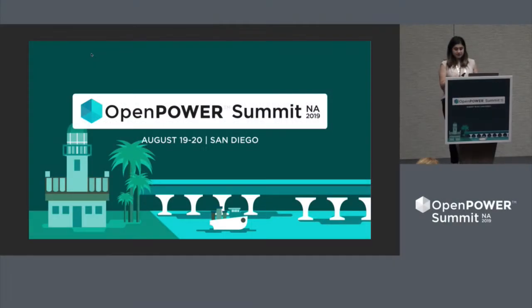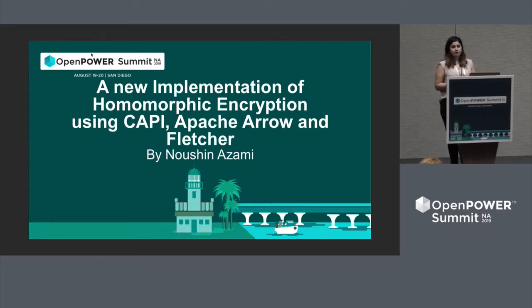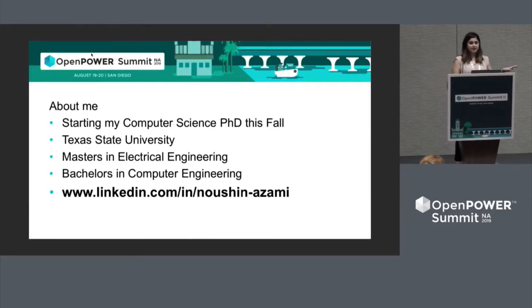My name is Noushin Azami. Today I'm going to talk about this project that we started working on a few months back. It's a new implementation of homomorphic encryption using CAPI, Apache Arrow, and Fletcher. So feel free to ask any questions during this presentation.